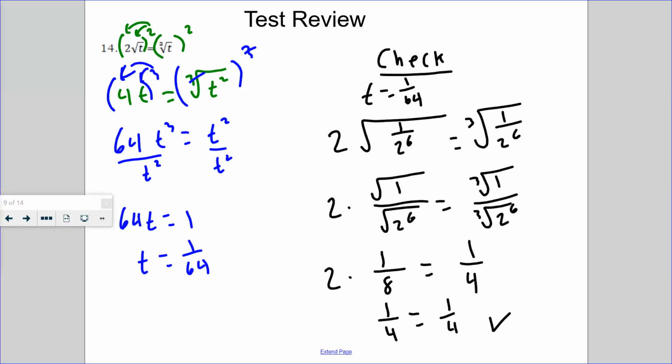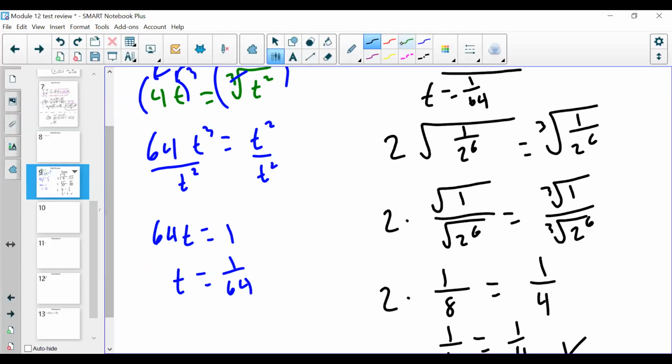Jason, go ahead. I forgot. How did you get 1/8 and 1/4? Oh, so I took the square root of 1 and the square root of 2 to the 6th. That's not the square root of 26, though. That's the square root of 2 to the power 6. Yeah, 2 to the power 6. Sorry, my handwriting is just bad. But yeah, it is 2 to the 6th.